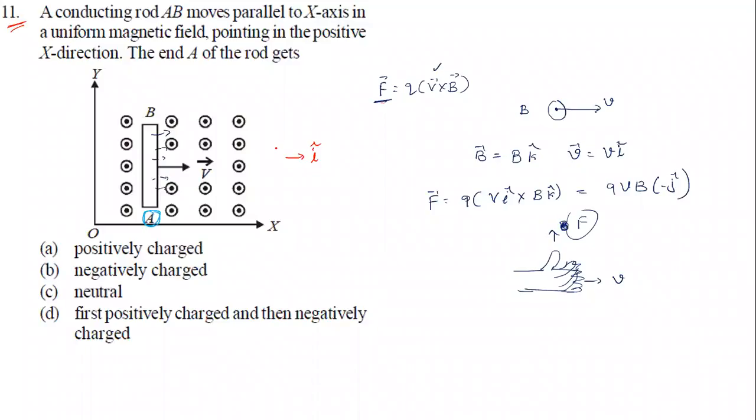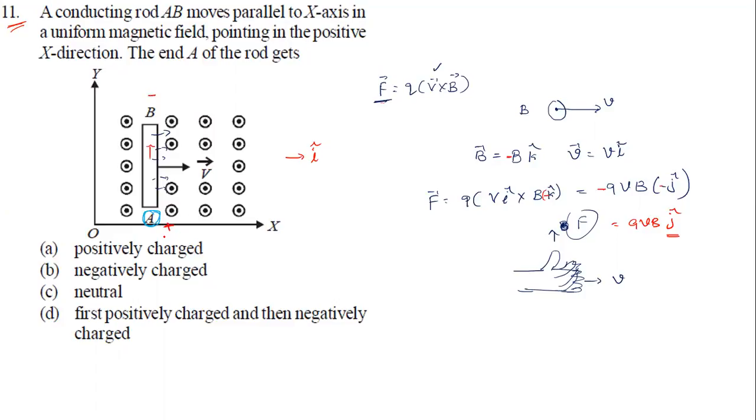See, the magnetic field is into the board. So the Z axis is out of the board. It is into the board, so the magnetic field is actually minus. Since it is minus, the negative sign will come outside. So it becomes Q V B J cap. Means the force is going to act along the J direction. So the electron will start moving like this, and as the electron moves like this, this end becomes the negative terminal and A becomes the positive terminal.